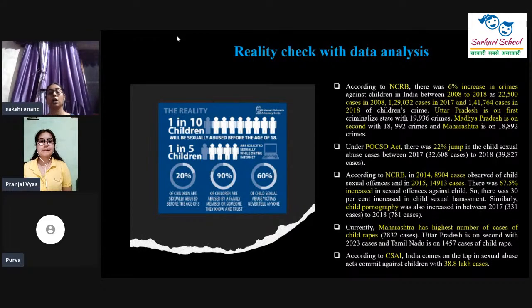And according to NCRB, there is one more data point which tells that there is only a 30% increase in child sexual harassment and child pornography between 2017 and 2018.